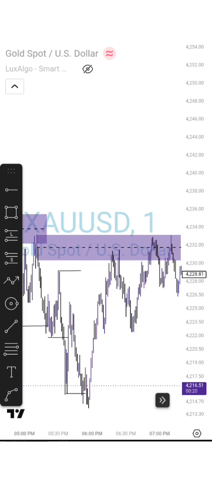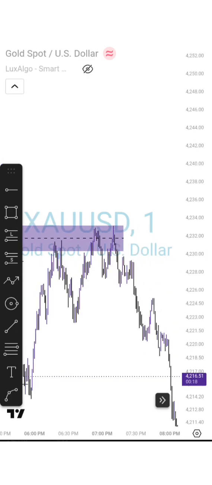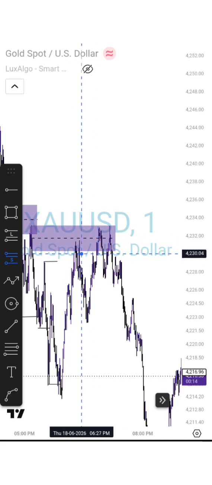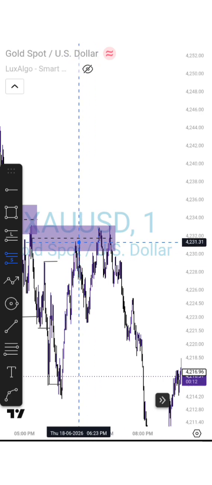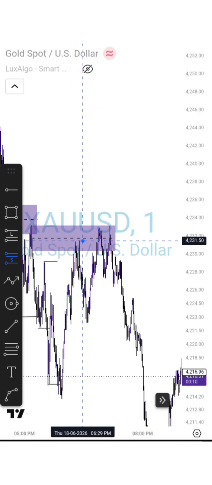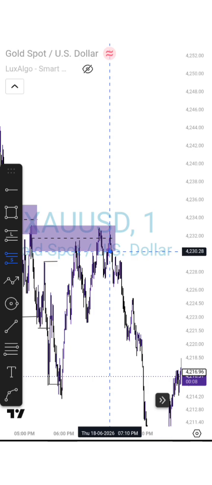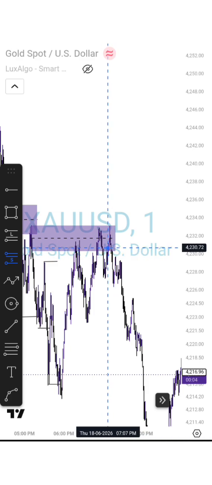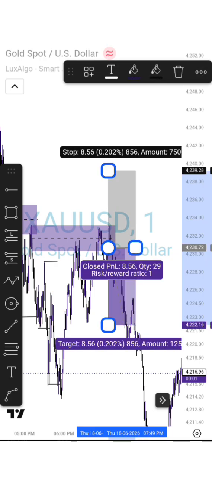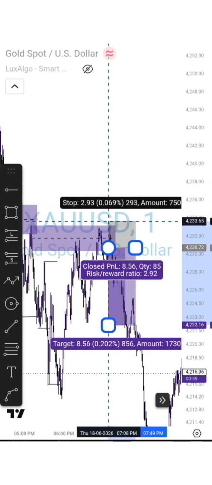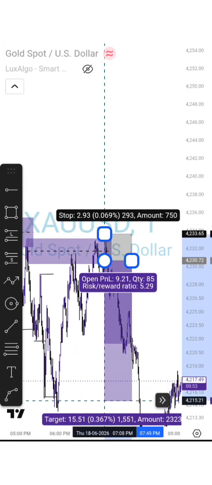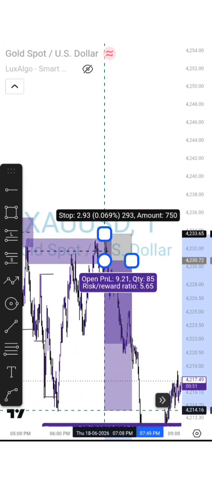So this was how I entered my trade. Honestly, I didn't expect price to come and take out this one here. I always preach about giving your stop losses breathing space. Don't tighten your stop loss because of spread and things like this. So this is what I did, and I targeted the sell side liquidity.